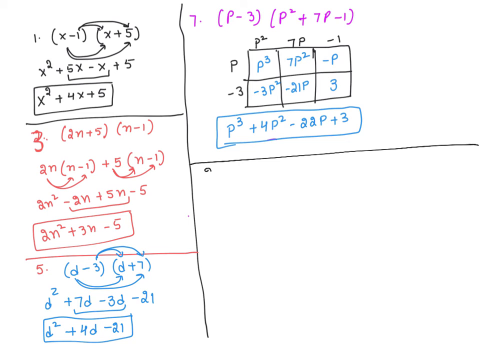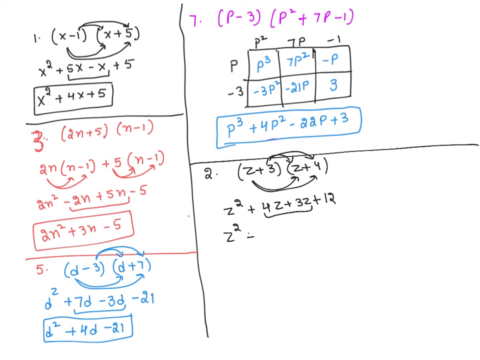Question number 2. Multiplying z plus 3 times z plus 4. You're doing a FOIL method. And you're going to get here z squared plus 4z plus 3z plus 12. Combining the like terms in the center, you get z squared plus 7z plus 12.